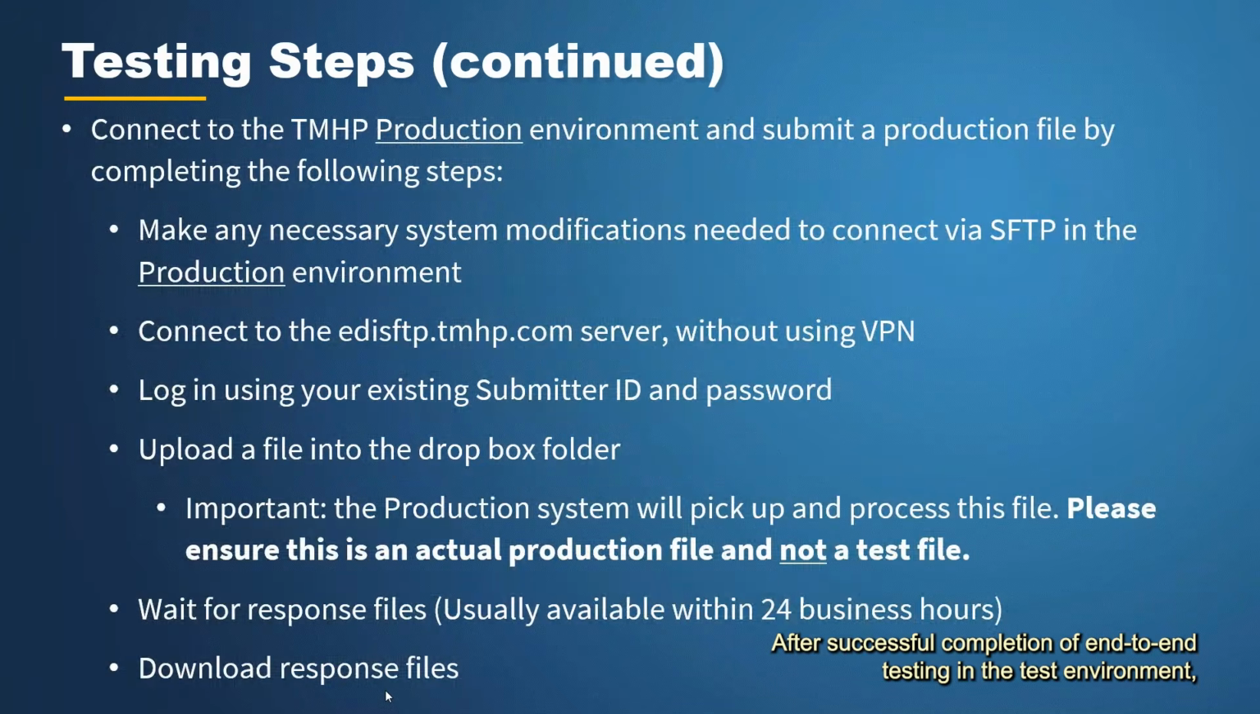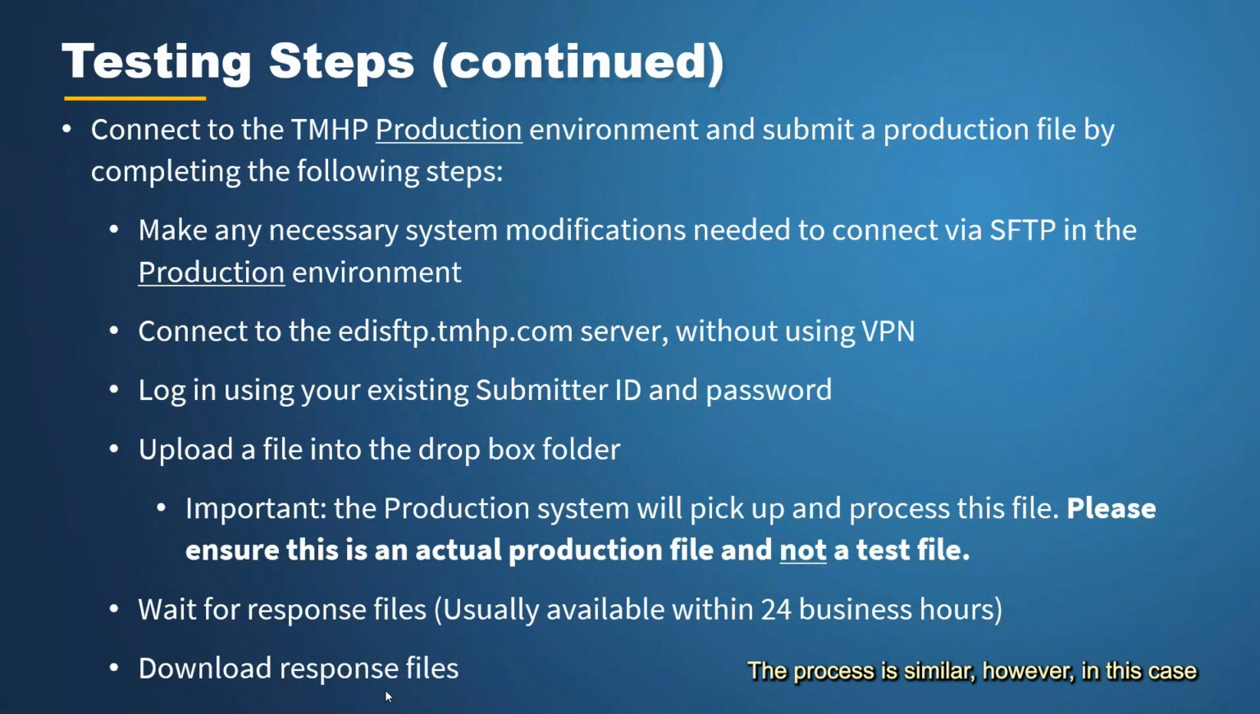After successful completion of end-to-end testing in the test environment, you will proceed to the production environment. The process is similar. However, in this case, you will submit an actual production file, which will be processed by the system. As before, you will need to make any necessary system modifications needed to connect via SFTP in the production environment. Connect to the EDI SFTP.tmhp.com server without using VPN.